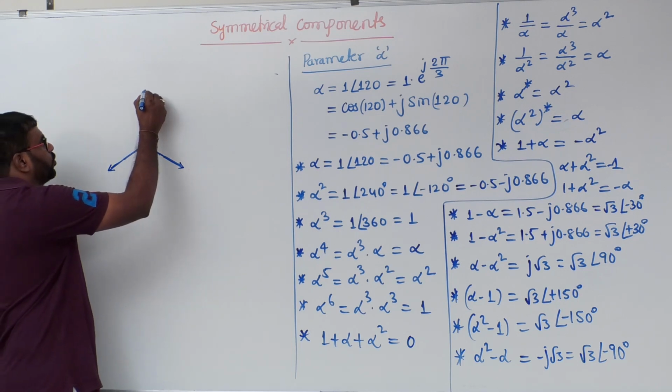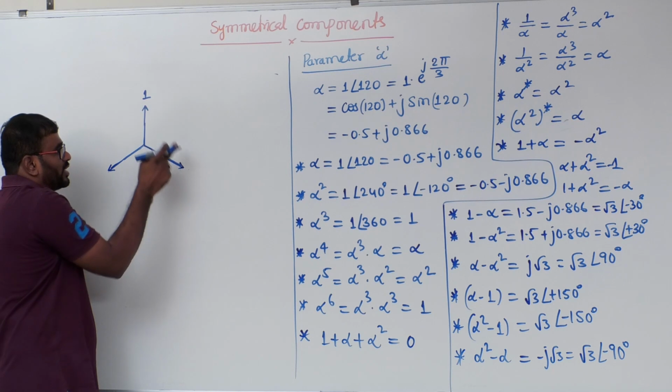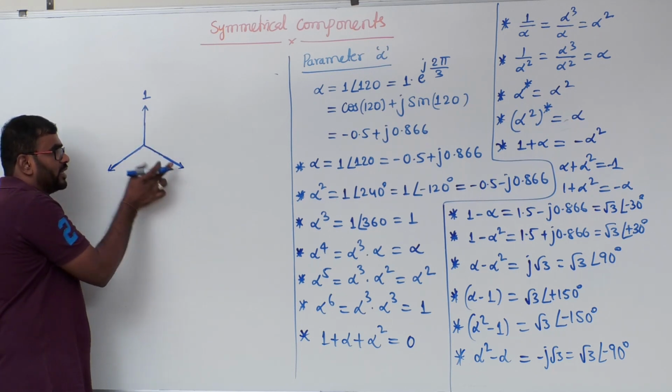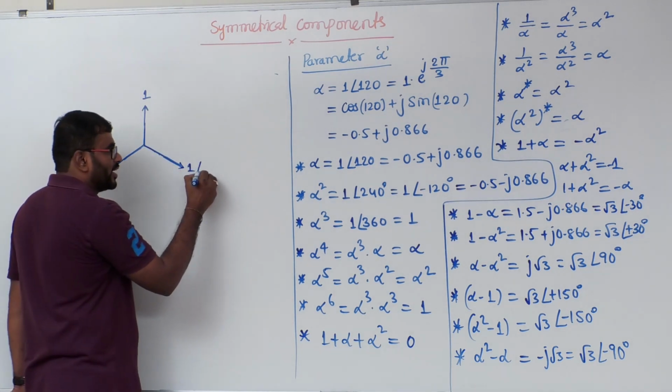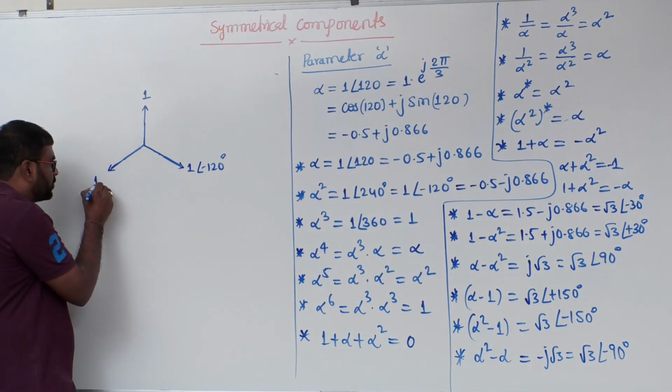For example, this is 1. Now what about this phasor? It lags this phasor by 120 degrees. This is lagging this phasor by 120 degrees having the same length. Means magnitude is 1, but what I can write here is minus 120 degrees. Correct or not? If that is the case, what about this phasor?